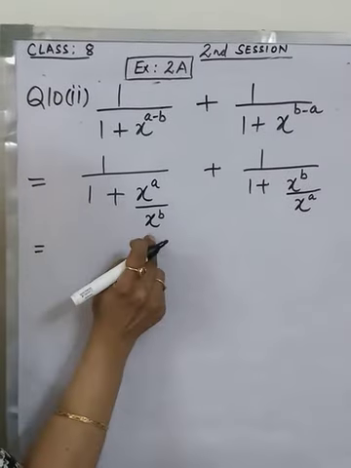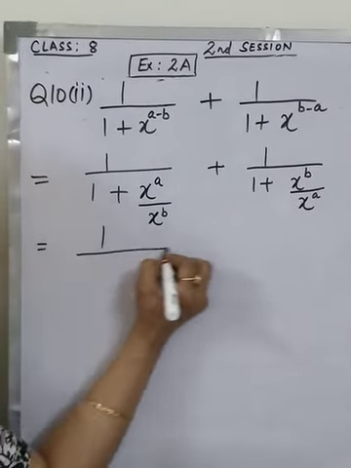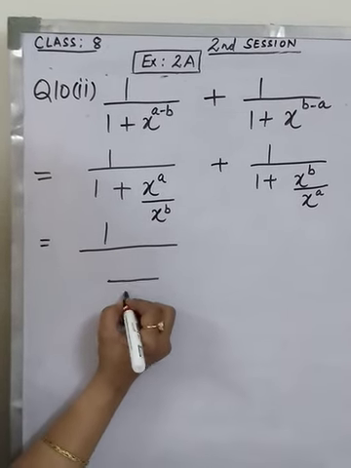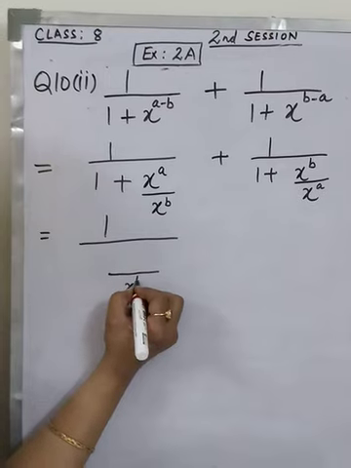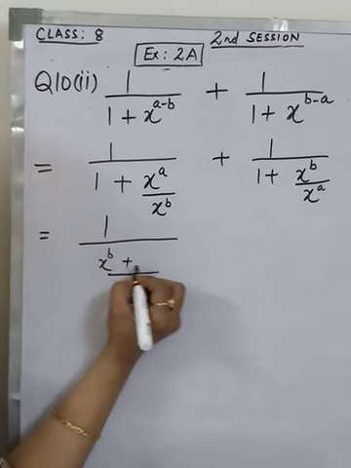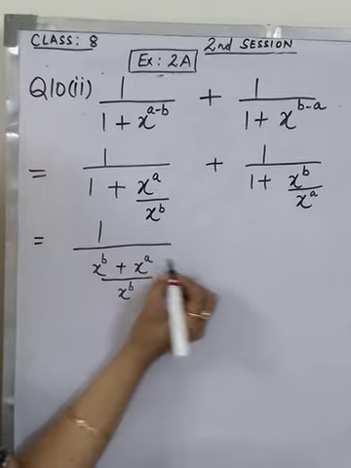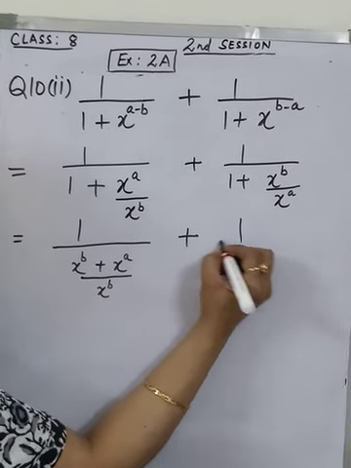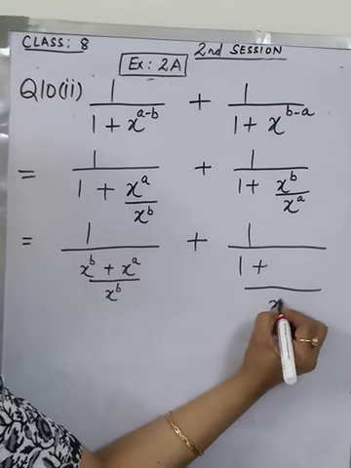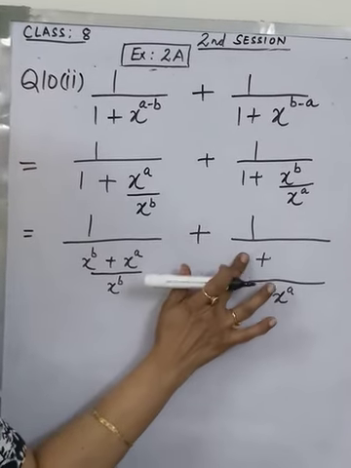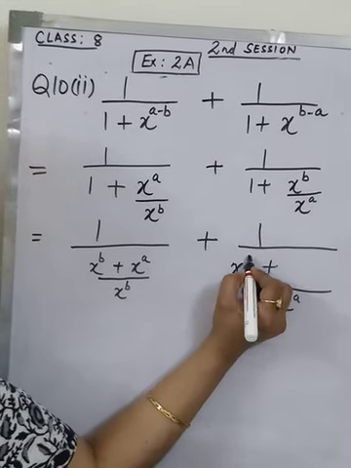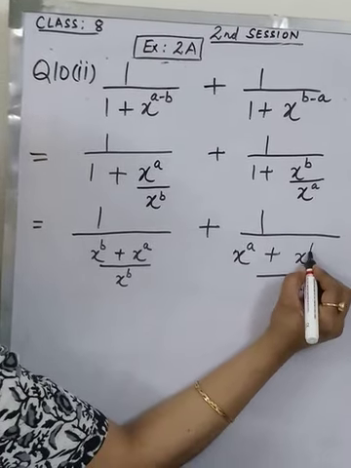Now what will this LCM become? x to the power b. So what will we get here? This LCM will be multiplied with the numerator. So what will we get here? x to the power b plus x to the power a. Plus, again x to the power a becomes the LCM. So what will we get here? x to the power a plus x to the power b.